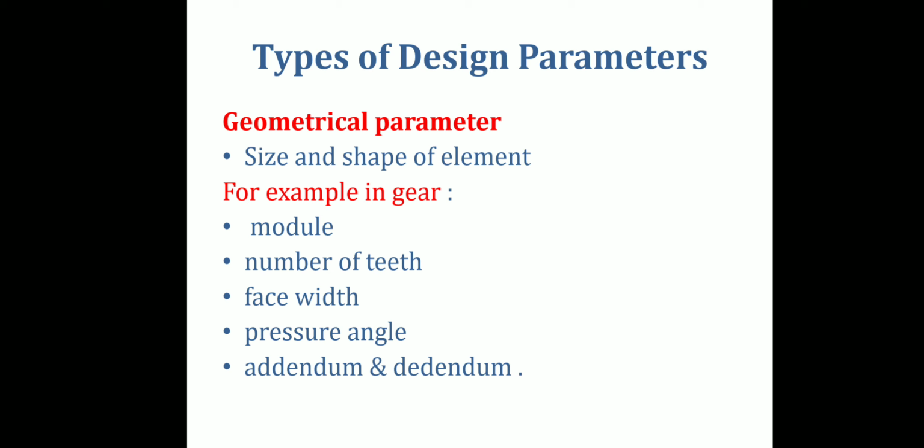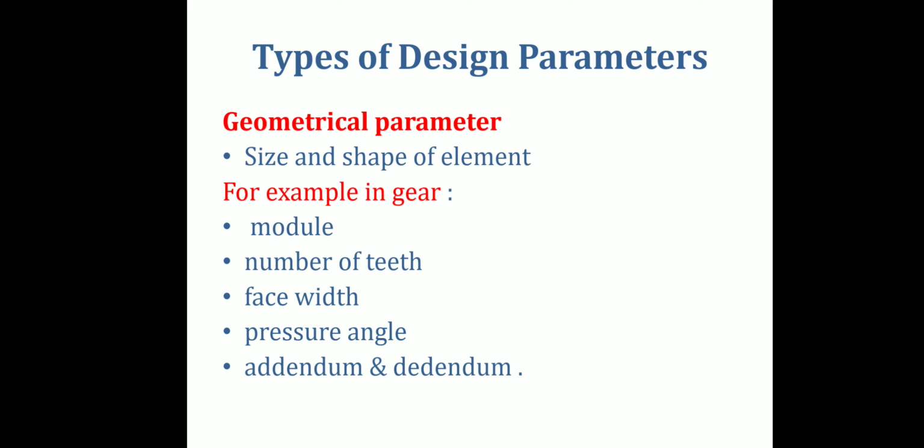The third parameter is the geometrical parameter. The design parameter in which size and shape of the element is defined is called the geometrical parameter. For example, in the case of a gear, parameters like module, number of teeth, face width, pressure angle, addendum and dedendum are the geometrical parameters of the gear.